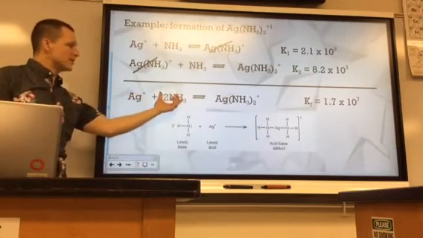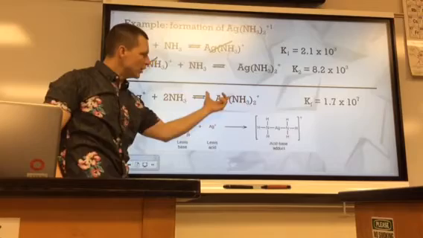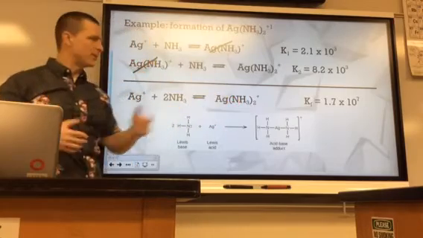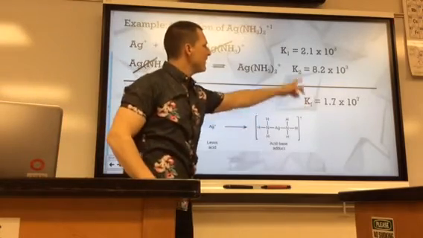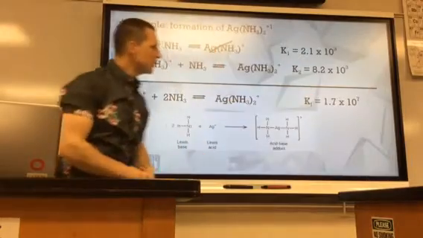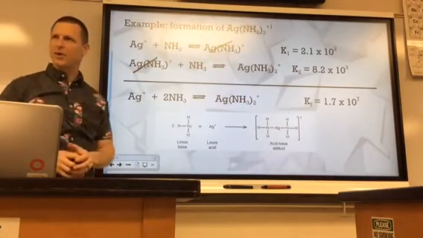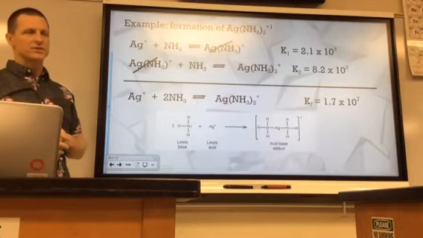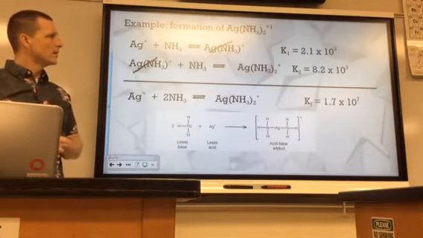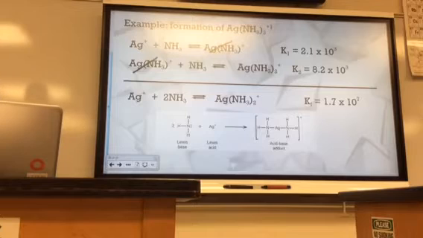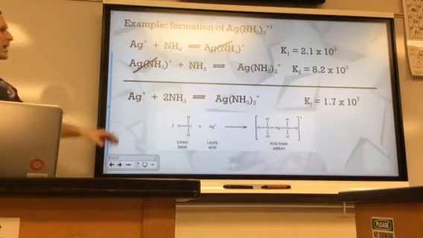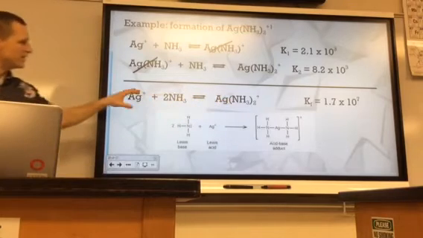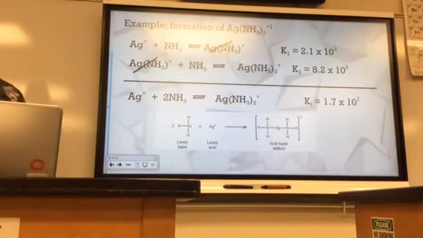Silver with 2 ammonias attaching to it is going to have that normal silver ammonia complex formula. And the K value is that times that, which gives us 1.7 times 10 to the 7th power. So that's a very substantially stable structure. You can tell from the K value that this is a more stable thing than this is because its K is so big.